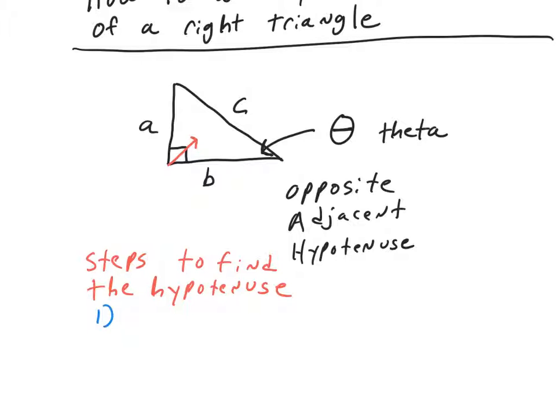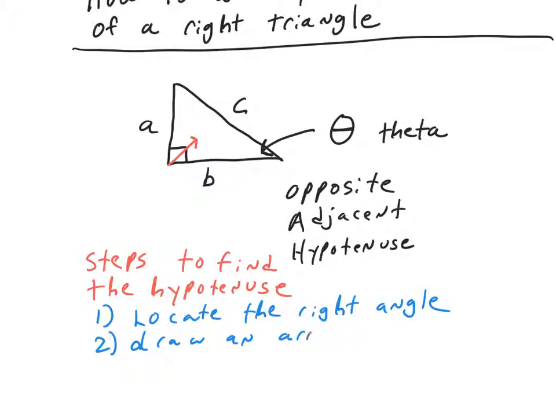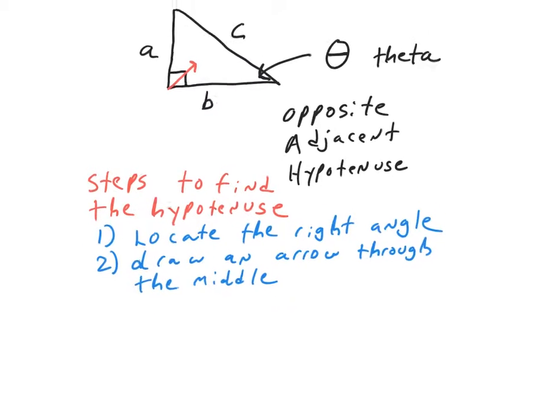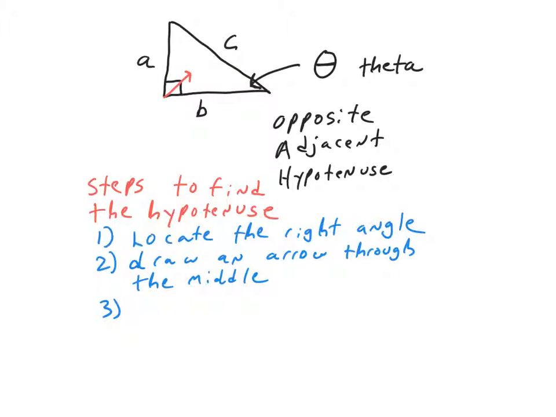Step 1, locate the right angle. Step 2, draw an arrow through the middle of it. And that arrow will point at the hypotenuse.